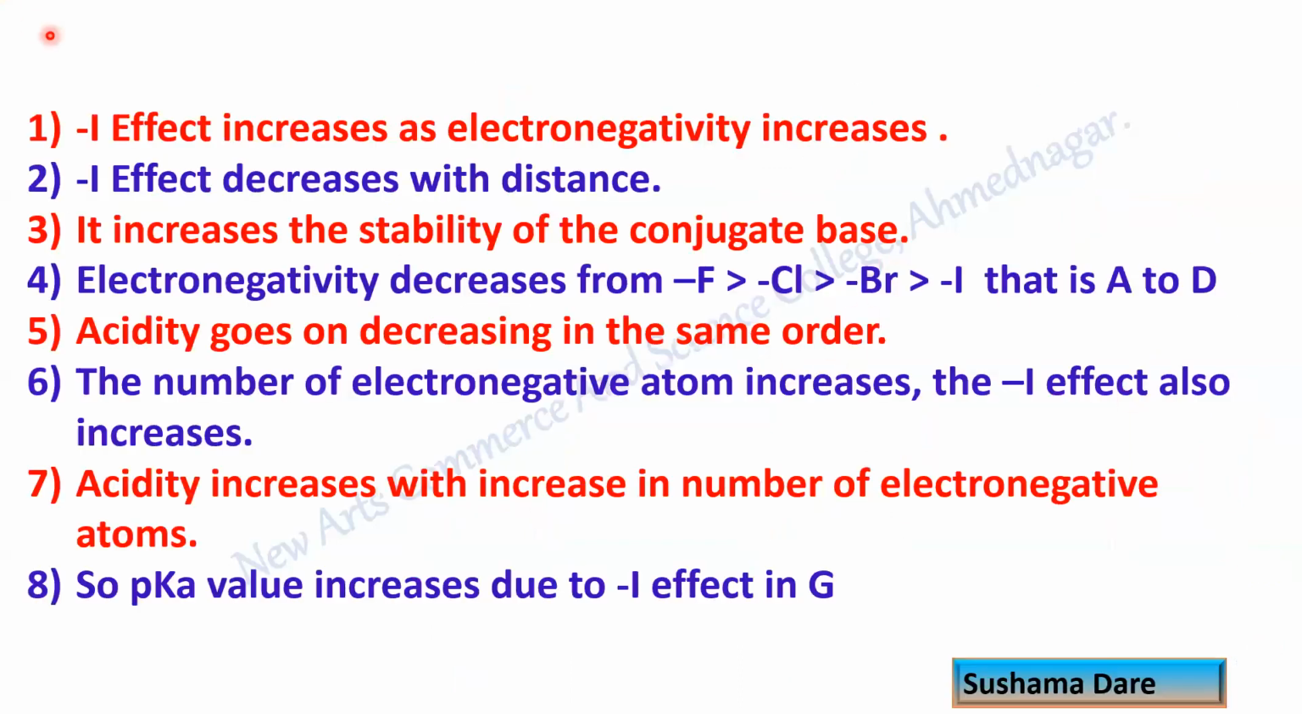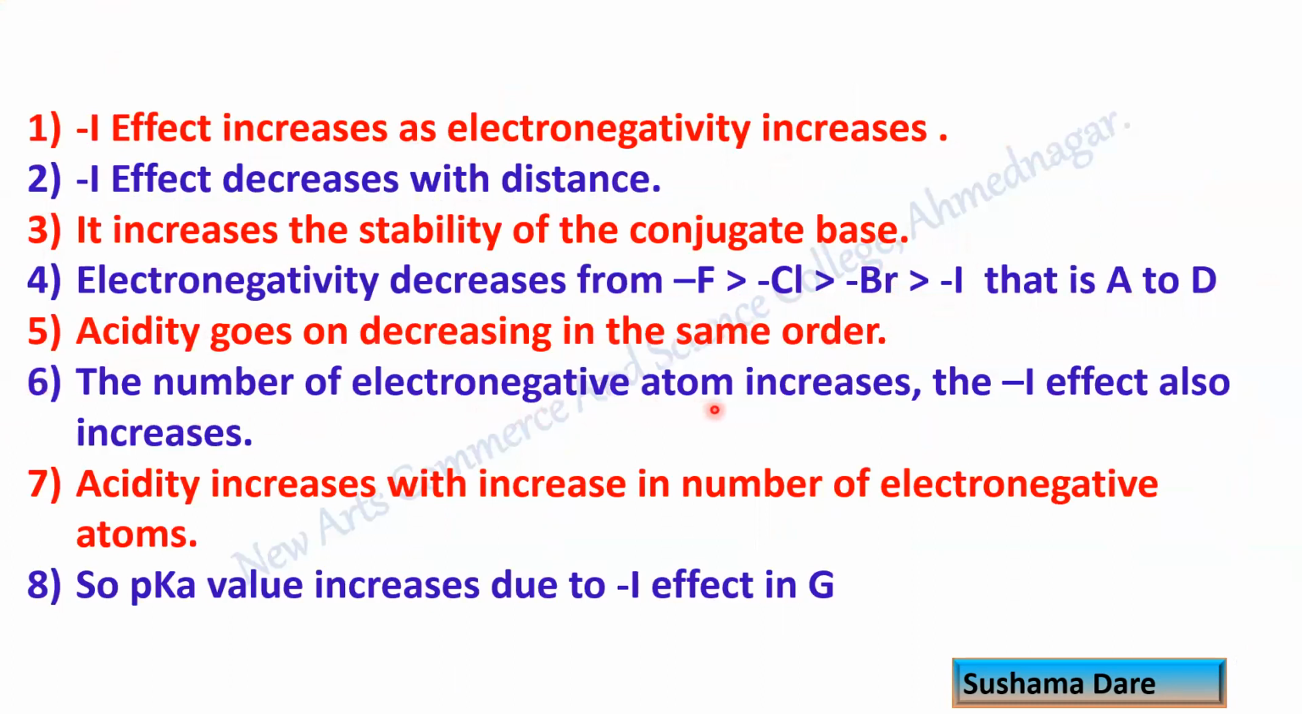So same is written over here. Minus I effect increases as electronegativity increases. Minus I effect decreases with distance. It increases the stability of conjugate base. Electronegativity decreases from fluoro to chloro to bromo to iodo, that is A to D. Acidity goes on decreasing in the same order.